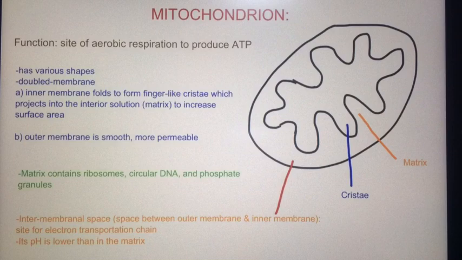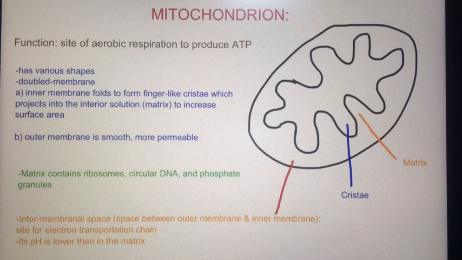Now, the inner membrane is folded into finger-like structures to increase the total surface area. Inside the mitochondria, there is a solution which is known as the matrix. The matrix contains ribosomes, circular DNAs, and also phosphate granules. Now, these finger-like cristae project into the solution which is known as the matrix.